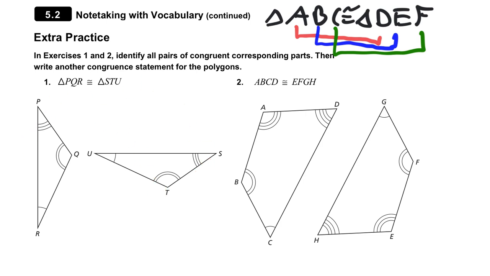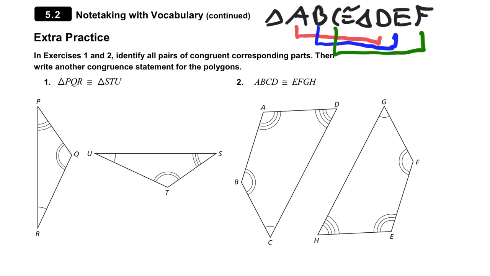And then to look at congruent sides, I'd have to go from one arc mark to two. So RQ is congruent to UT. From 2 to 3 is QP. 2 to 3 here is TS. And then from 3 to 1 is PR, and that's SU.